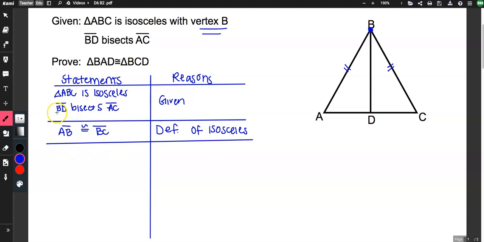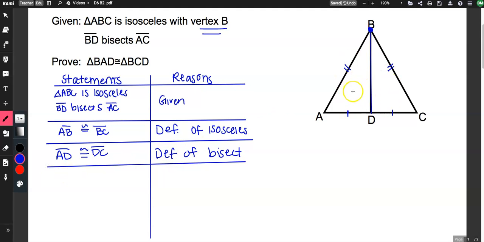I also know that BD bisects AC. So that's saying this middle segment here is bisecting the base. Okay, AC is the base. So bisecting means it's cutting it in half. So I label my picture first, and then I can say, okay, well, that means AD is congruent to DC, and the reason is the definition of bisect, because it cuts it into two equal parts.